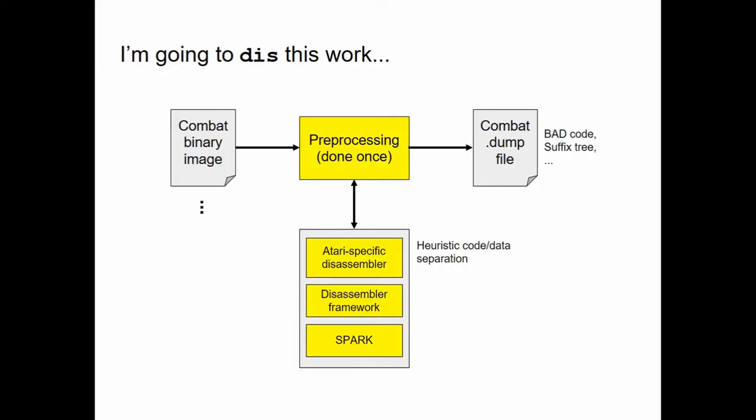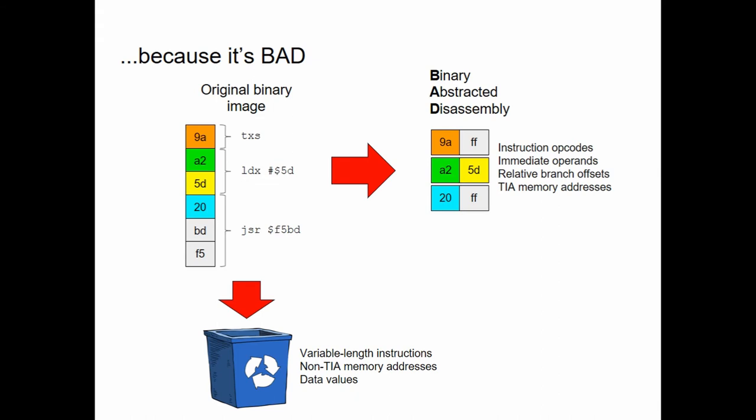The system I built is called this for no particularly deep reason other than I just called the directory that, and it kind of stuck. What I did is I built an Atari-specific disassembler to heuristically separate code and data. I take all the game cartridge images that I have and pre-process them once. From that, I get what I call a dump file for each game. There's a bunch of information there, but the thing I want to focus on in that dump file is what I call bad code, which stands for binary abstracted disassembly.